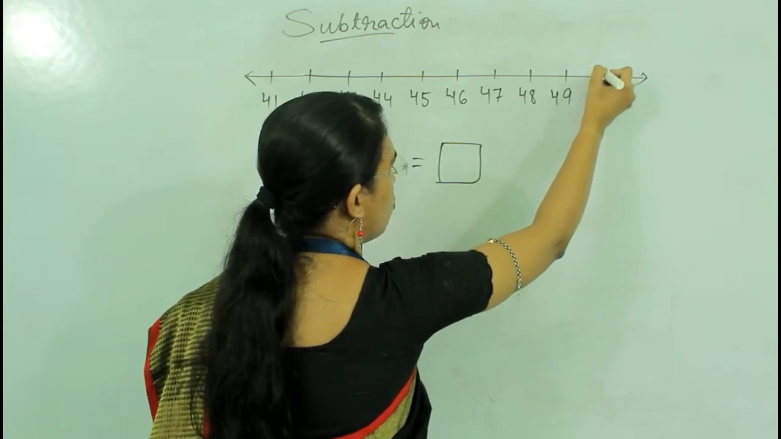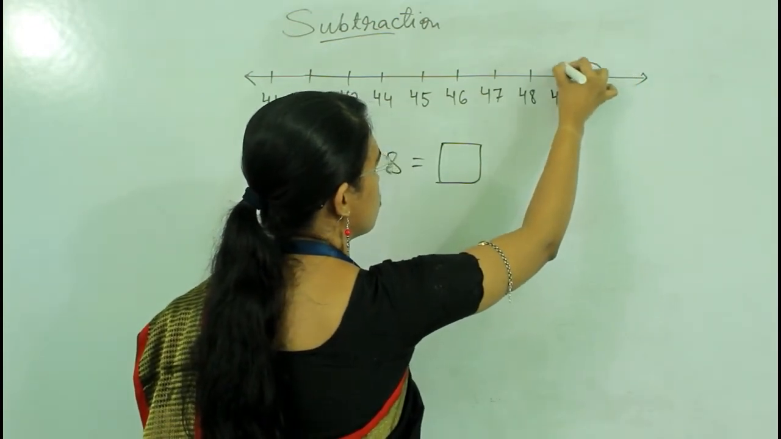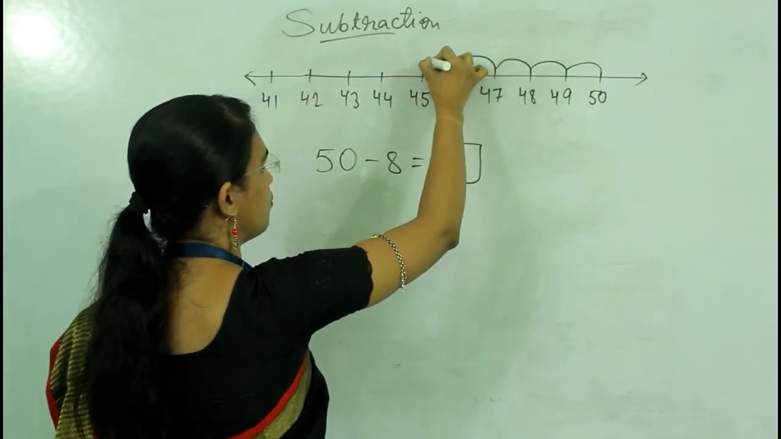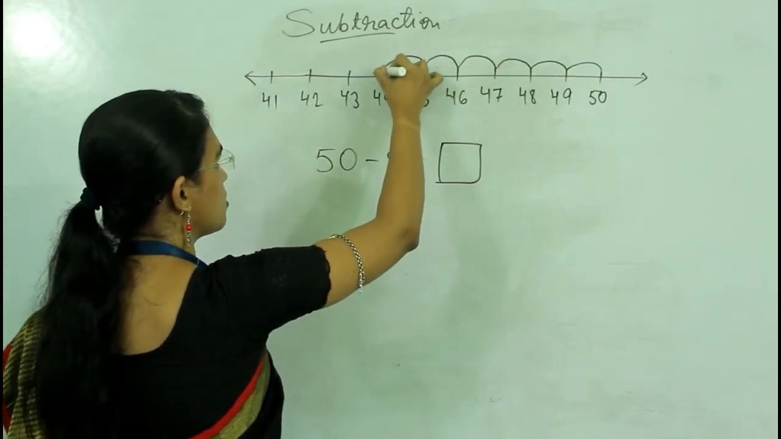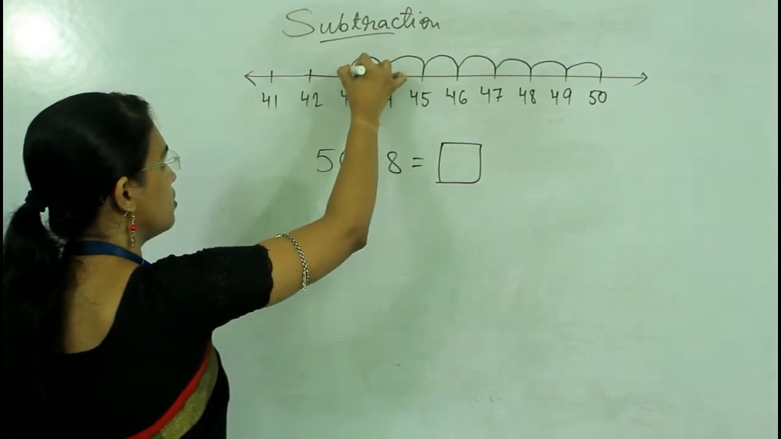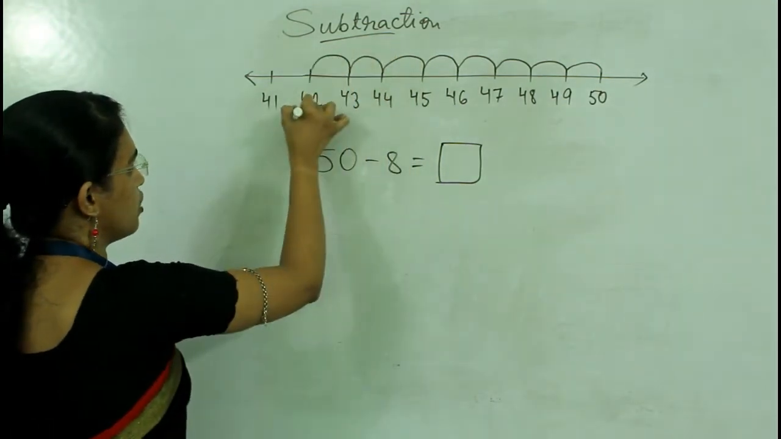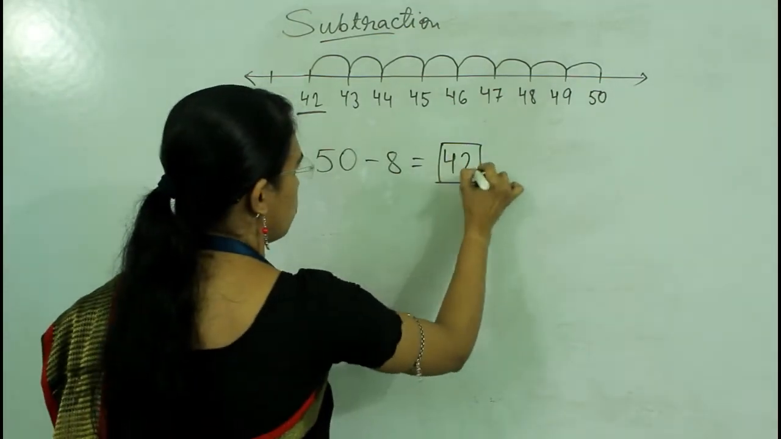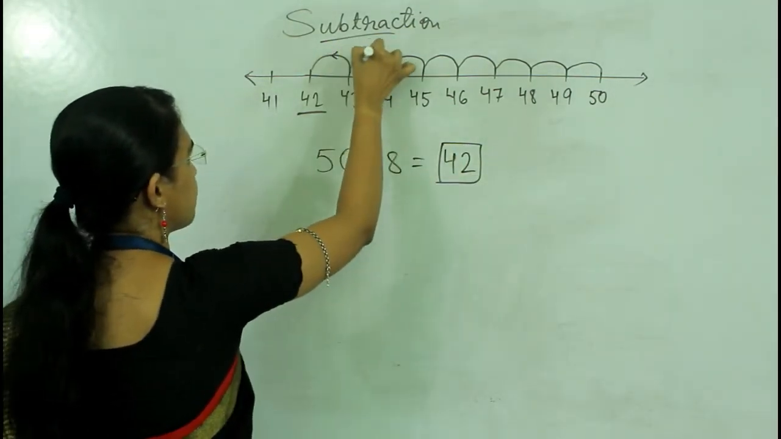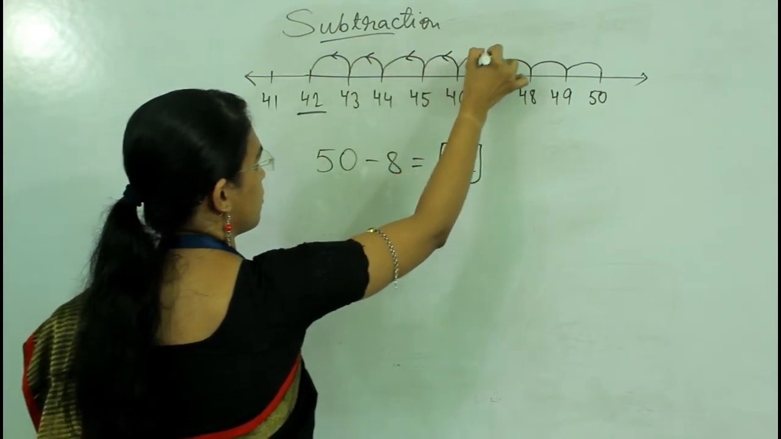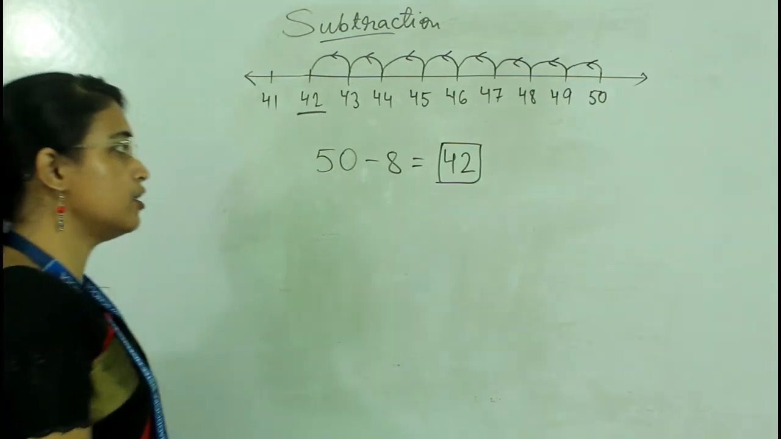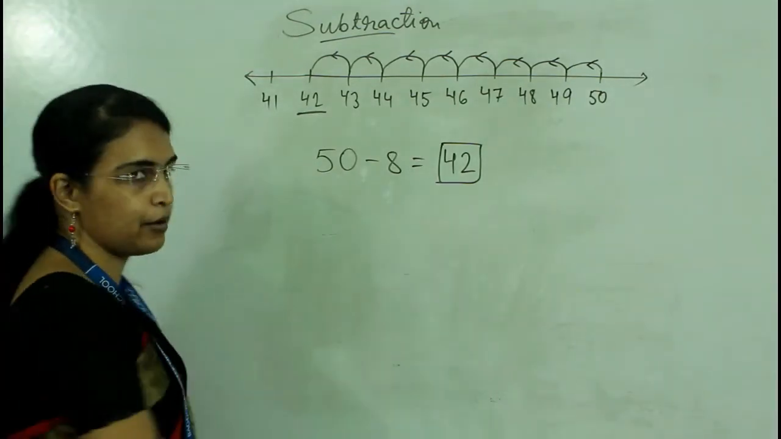So from 50 if you take 8 back steps, what will be the answer? Let's see. 1, 2, 3, 4, 5, 6, 7, 8. So the answer is 42. Okay? So in this way you have to do this type of sums.